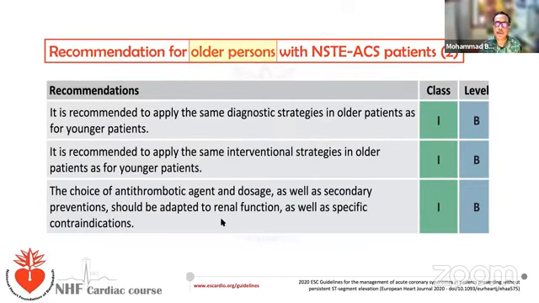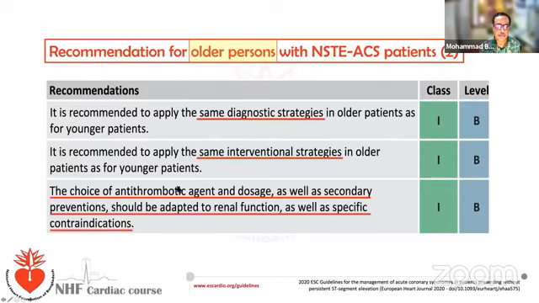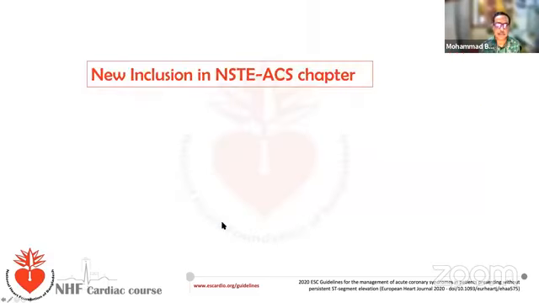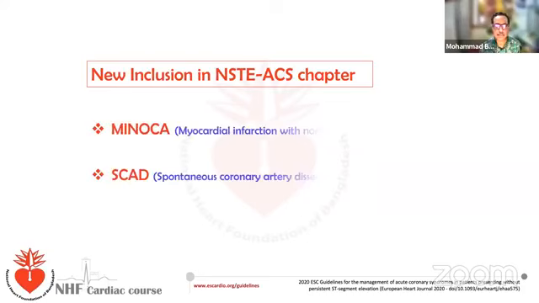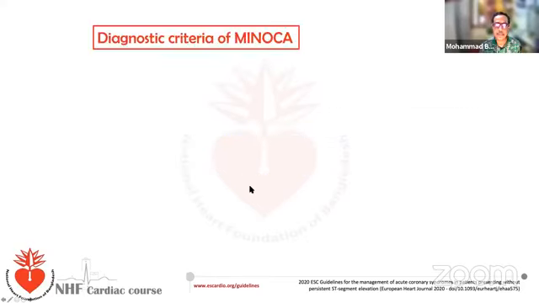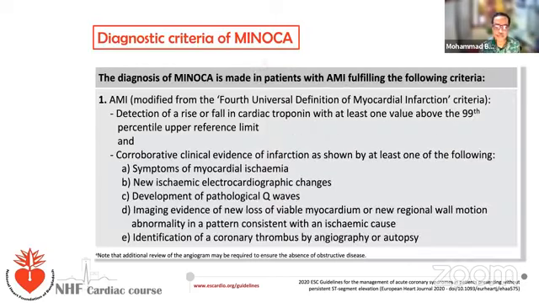In older patients, diagnostic studies and intervention studies are similar to those in younger patients. Only that we should choose the antithrombotic agent and dose according to the renal function and other important indications. There are two new inclusions in ACS: one is MINOCA and one is SCAD. MINOCA, myocardial infarction with non-obstructive coronary arteries, and SCAD, spontaneous coronary artery dissection. This section has been included in the current guideline.